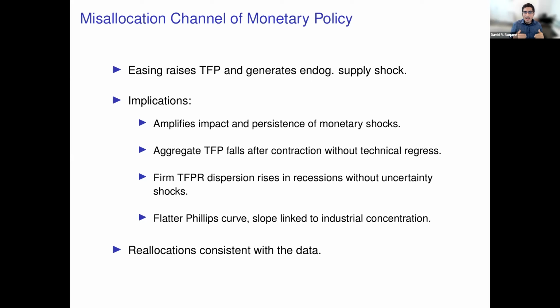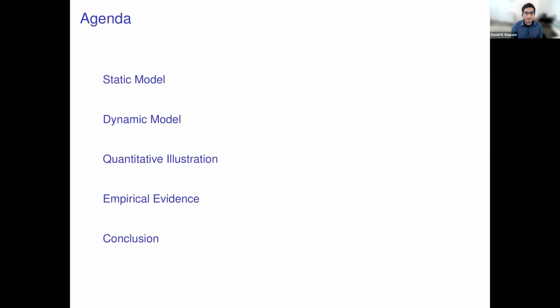And what we're going to find is that aggregate TFP is going to fall after a monetary contraction without there being any kind of technological regress. Firm-level TFPR dispersion is going to be counter-cyclical, but it's got nothing to do with uncertainty shocks or things like that. You're going to get a flatter Phillips curve, and the slope of the Phillips curve is going to be linked to things like industrial concentration. And finally, we provide some evidence that the reallocations that the model is predicting are consistent with patterns you see in the data.